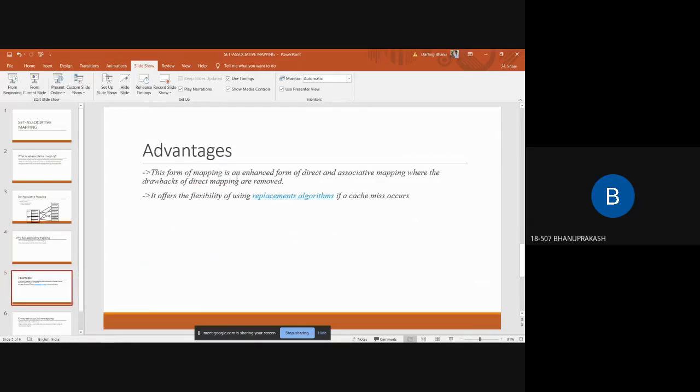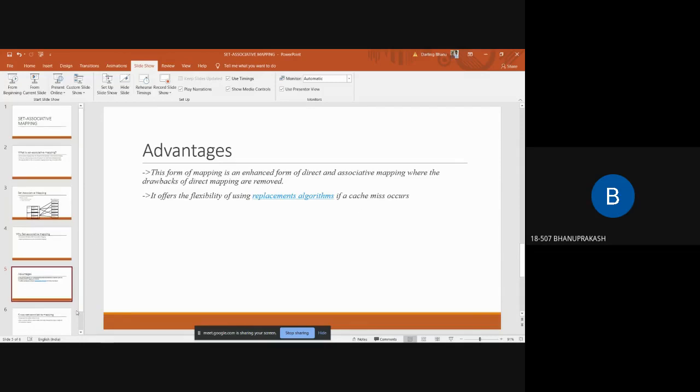Advantages: this form of mapping is enhanced from direct and associative mapping, where the drawbacks of direct mapping are removed. So we discussed that the disadvantages of both mapping techniques are removed by set associative mapping. It offers flexibility of replacement algorithms. In replacement algorithms, main memory block elements replace cache memory block elements. There are a few algorithms used when a cache miss occurs.